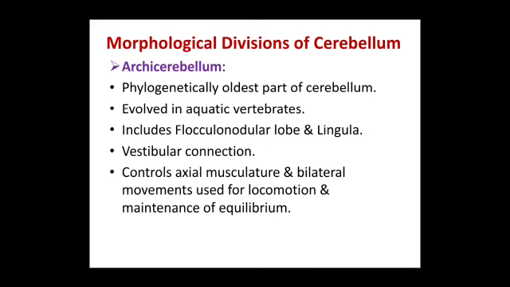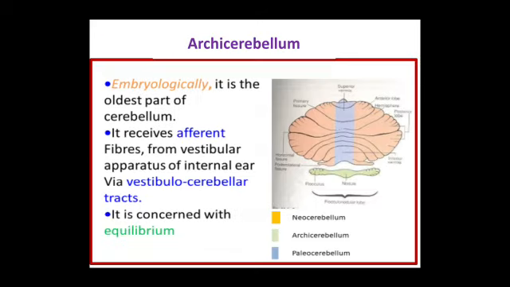The archicerebellum, phylogenetically, is the oldest part of the cerebellum to develop. It is involved in aquatic vertebrates. It includes the flocculonodular lobe and lingula, so it has vestibular connection. It controls axial musculature and bilateral movements used for locomotion and maintenance of equilibrium. So it's the oldest part of the cerebellum.